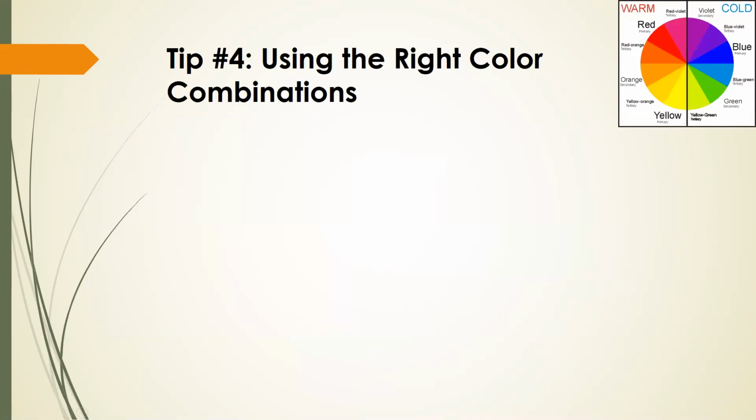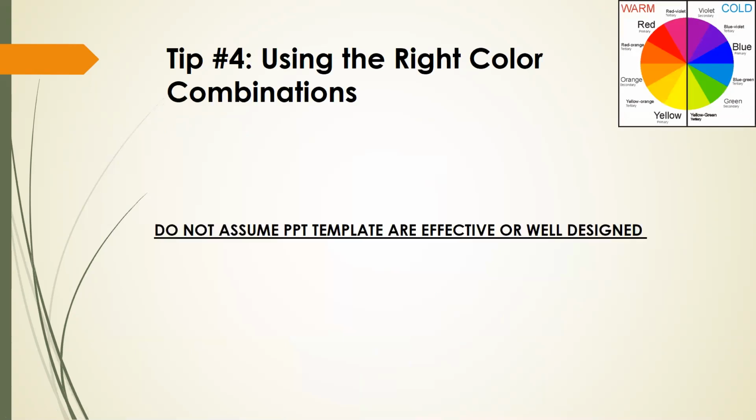Okay, tip number 4, using the right color combinations. The interesting thing about your presentation or your PowerPoint, when people look at it, should not be the colors. The interesting thing should be the information that you have there, the narrative that you're putting along with it, and hopefully some images and visuals that you're providing with them.